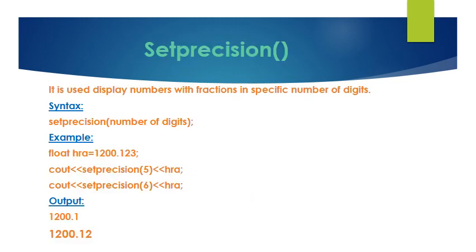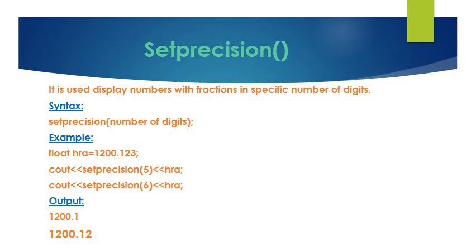Next, setprecision manipulator. It is used to display numbers with fractions in a specific number of digits, and the syntax for setprecision is setprecision(number of digits). Now look at this example code.